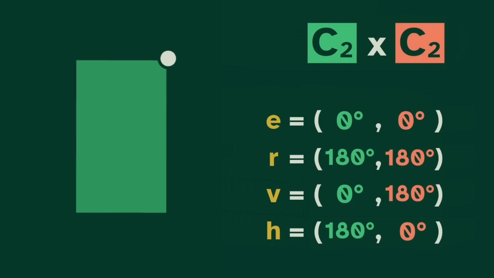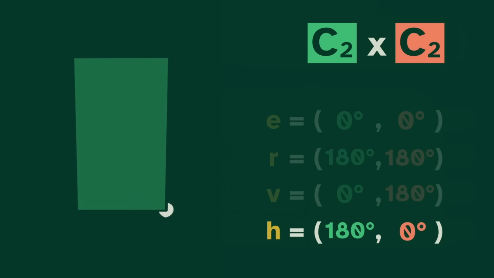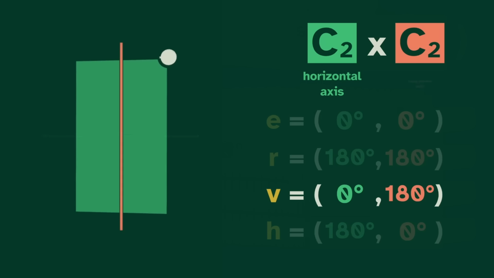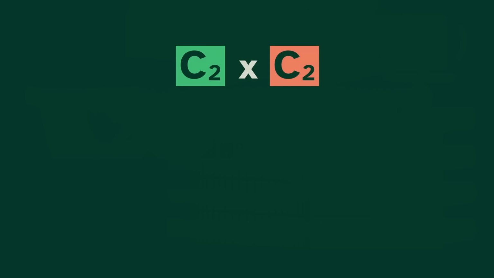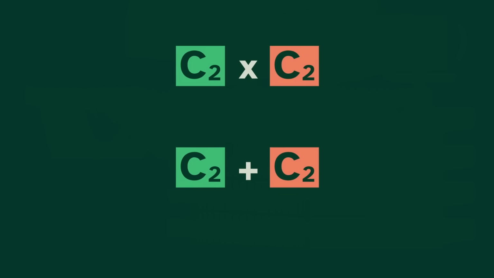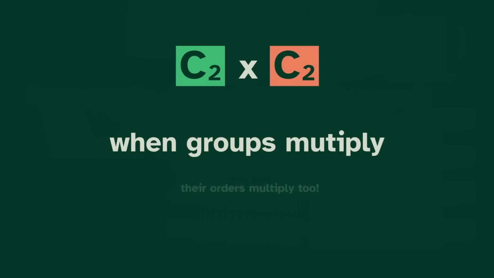First, to tie this back to the rectangle, the horizontal flip is 180 in the first coordinate and neutral in the second. So the first coordinate tells us the rotation around the horizontal axis. And similarly, the second coordinate tells us the rotation around the up and down axis. Wait, what?